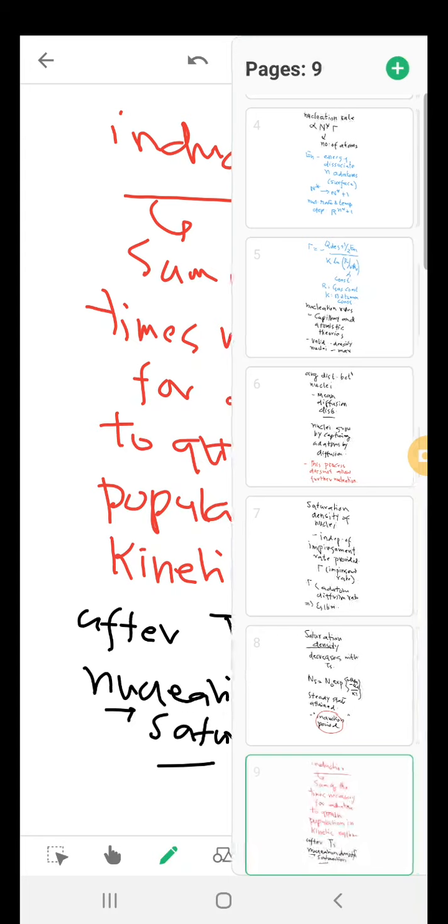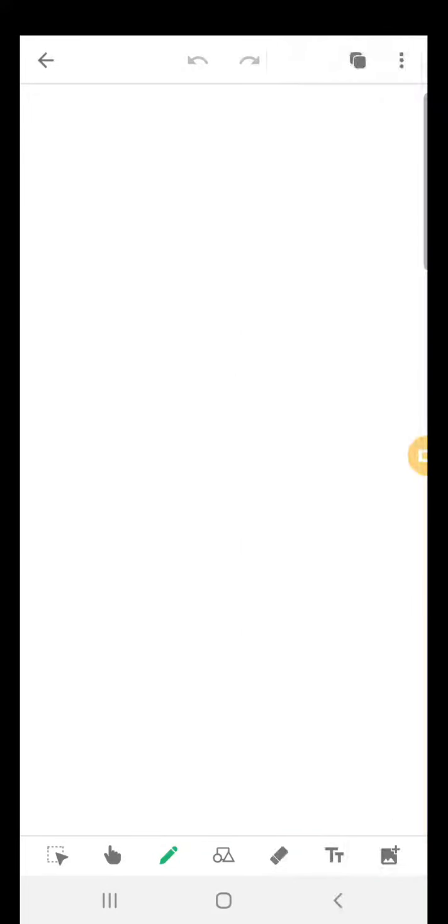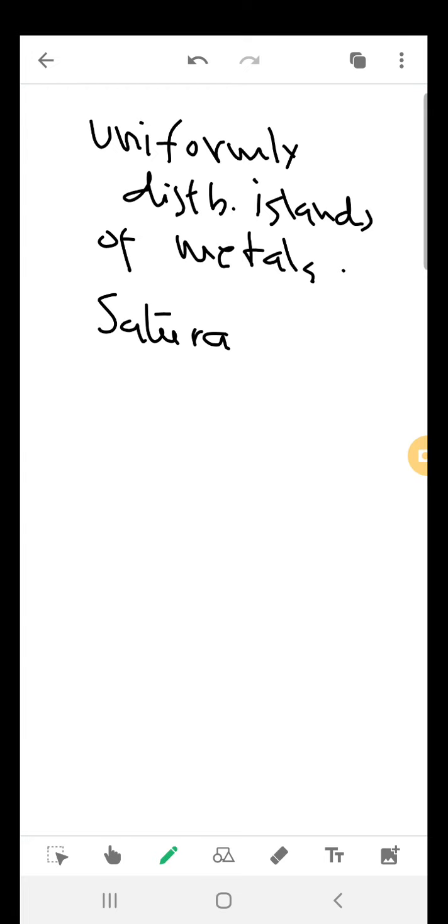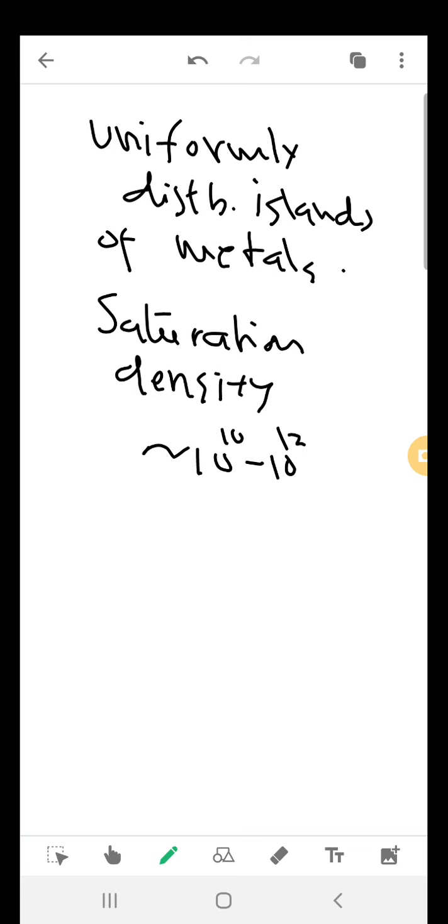Now, the saturation density of uniformly distributed ions of metals. Let's consider uniformly distributed ions of metals which have a comparable melting point. Due to that uniform distribution, the saturation density is approximately equivalent to 10 to the power 12 atoms per centimeter square.